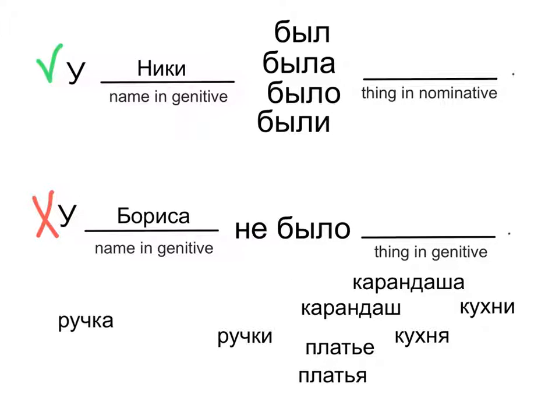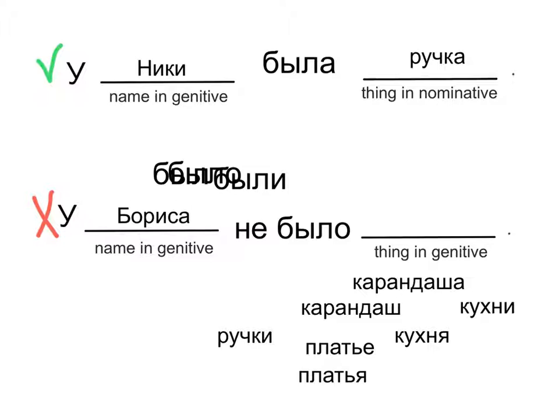Now let's say we're talking about a pen, ручка. Nika had a pen. У Ники была ручка. Now, what about Борис? He didn't have a pen. У Бориса не было ручки.